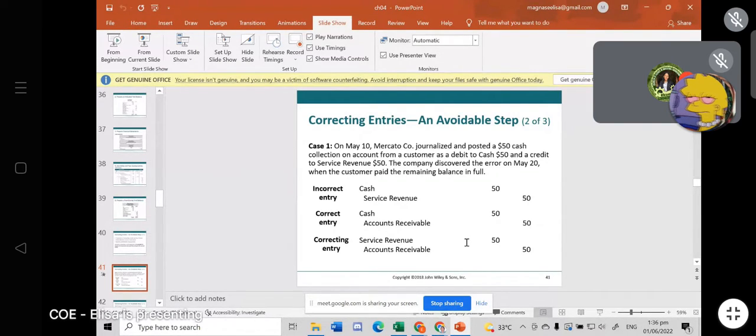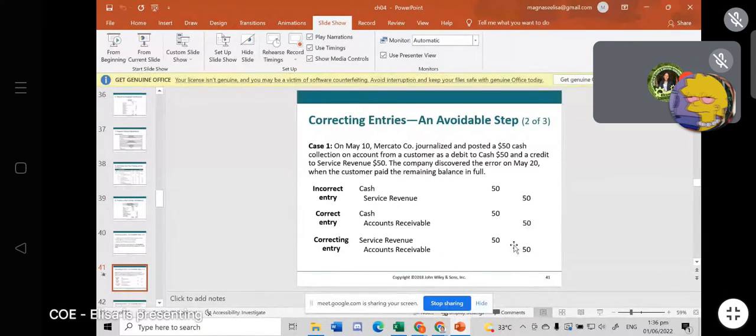For example, on May 10, Mercato journalized and posted a 50 cash collection on account from a customer as a debit to cash and a credit to service revenue. In this case, it's a mistake. The entry they made was a debit to cash and a credit to service revenue, which should not be. The entry should be a debit to cash and a credit to accounts receivable. So that is the correct entry.